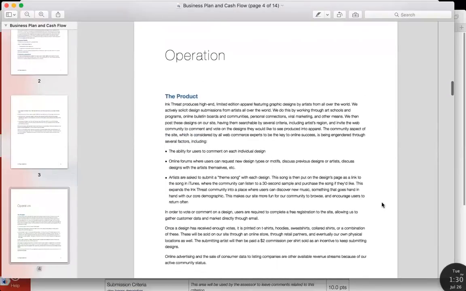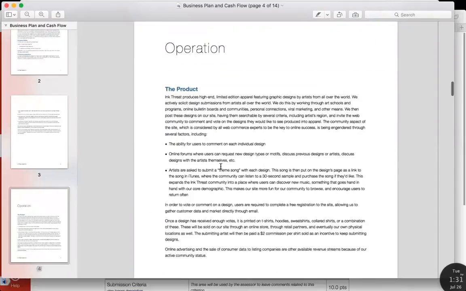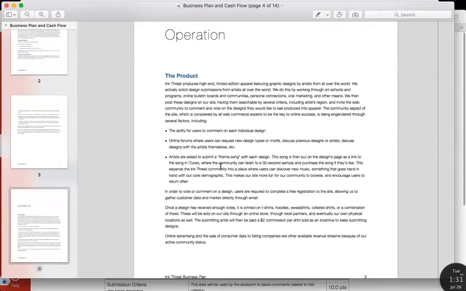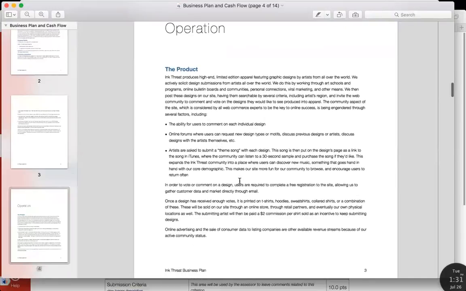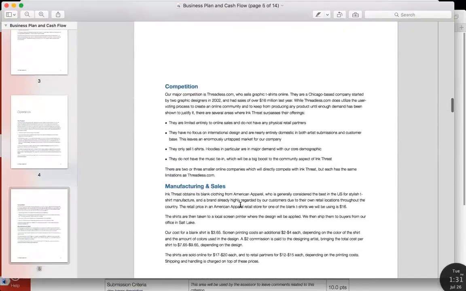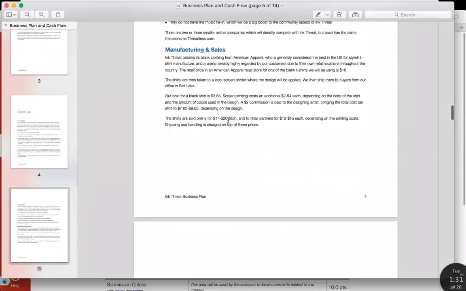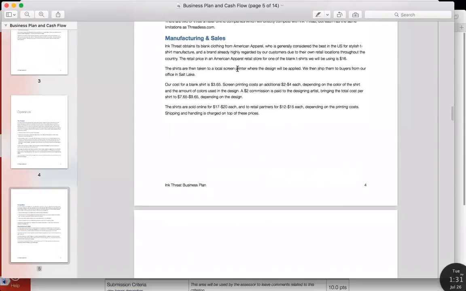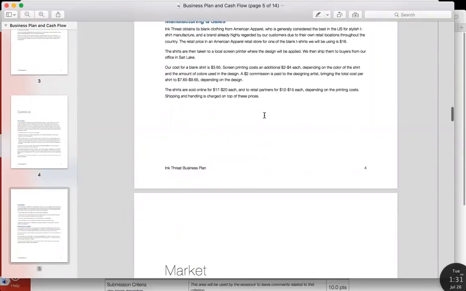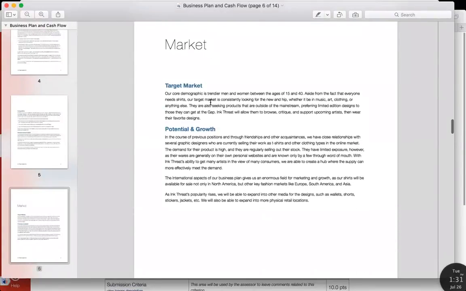And then a section called operation is what I called it. Here's the product, which again, in yours would be your product or services. This is where I talked about what it is we sell. This is my competition, which would be part of your market analysis. So who else is doing this and why am I going to succeed over them? Manufacturing and sales. So how am I going to be making my product and how do I plan to sell them? More market analysis here.